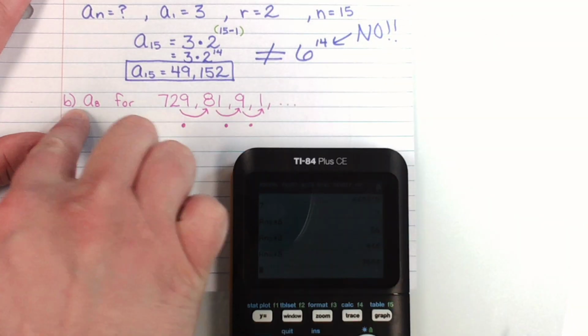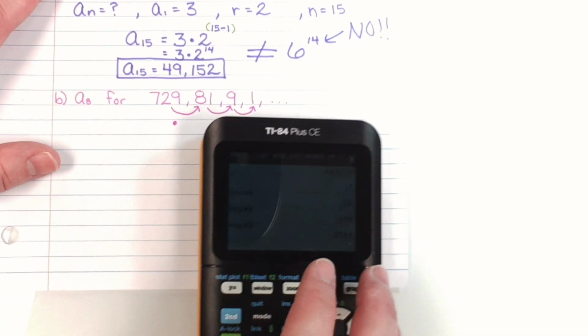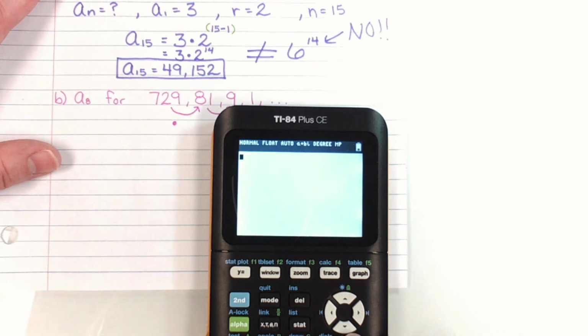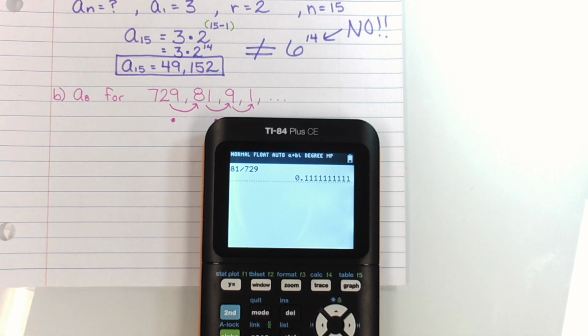Divide the other direction. If I know it's multiplying to the right, I have to know it's dividing to the left. So I'm going to take a term, and I'm going to divide it by the term before it. Now, it's not always going to be the nicest number, and putting 0.1 on there is going to be a problem. You need the fraction form.